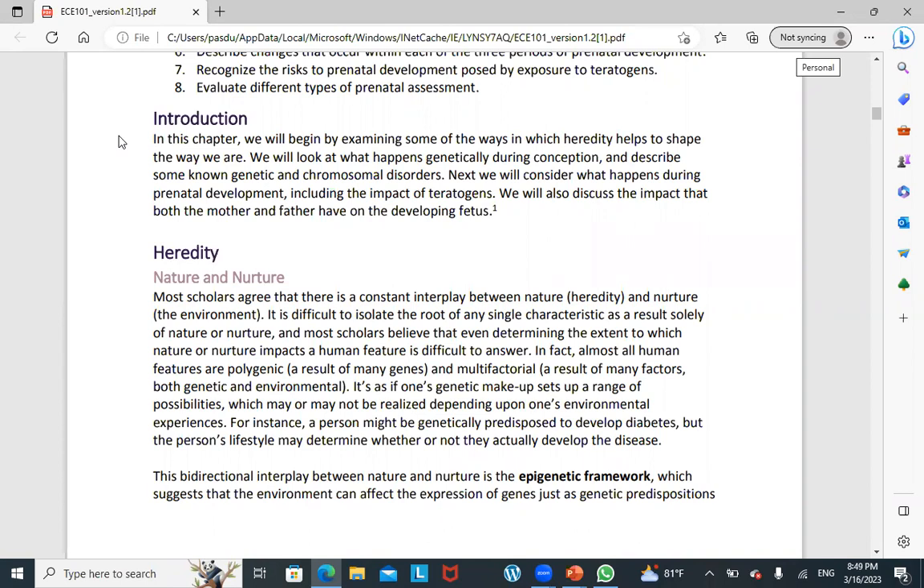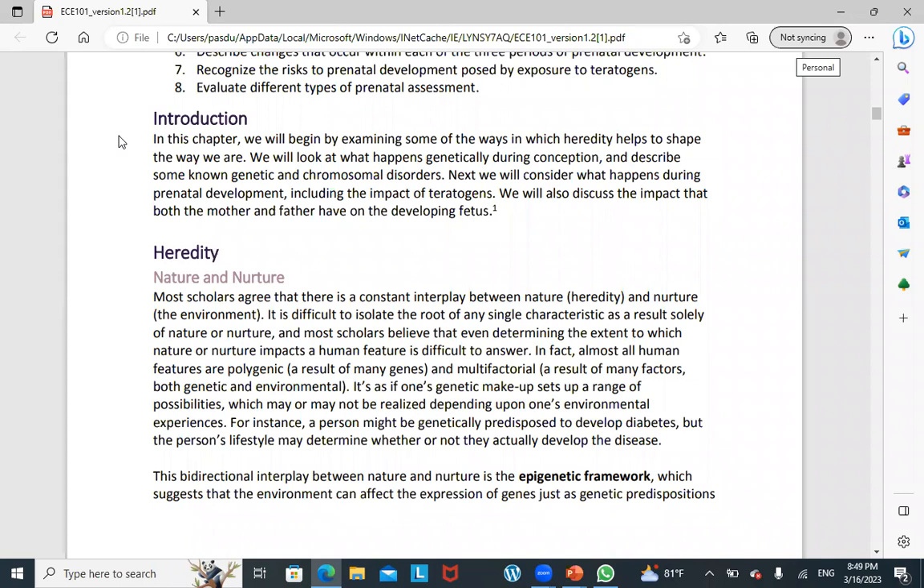Right. Now stop the note for a while. Now read what is given in this part called heredity, nature and nurture. Most scholars agree that there is a constant interplay between nature and nurture. Now what they say is, there is an interplay between nature, meaning heredity, and nurture, meaning the environment. It is difficult to isolate the root of any single characteristic as a result solely of nature or nurture. That means, suppose a certain person has a certain characteristic, we can't purely say whether it is a result of heredity or nurture.